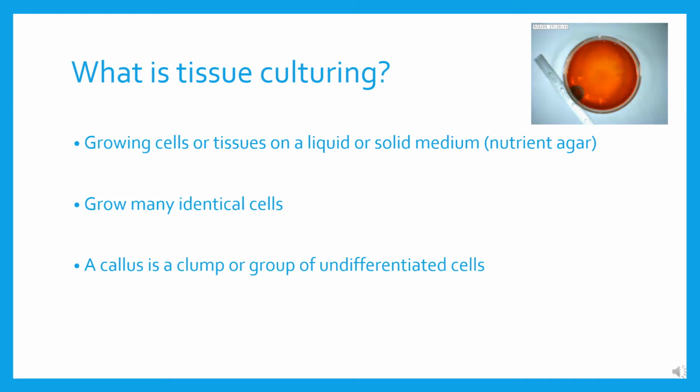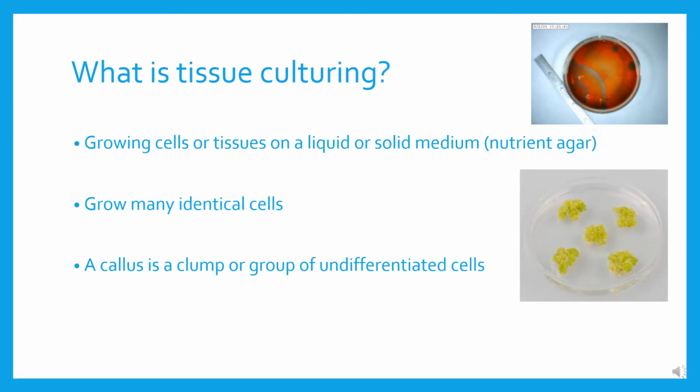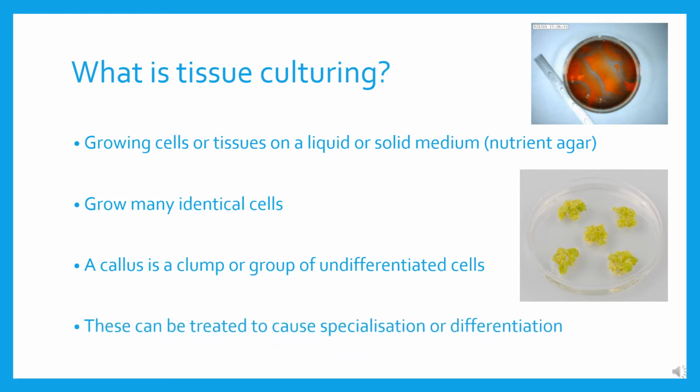We refer to a callus as a clump or a group of undifferentiated cells. Here's a picture of a callus. These can be treated to cause specialization or differentiation later.